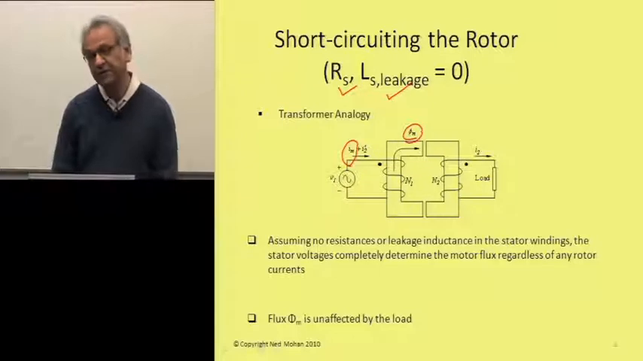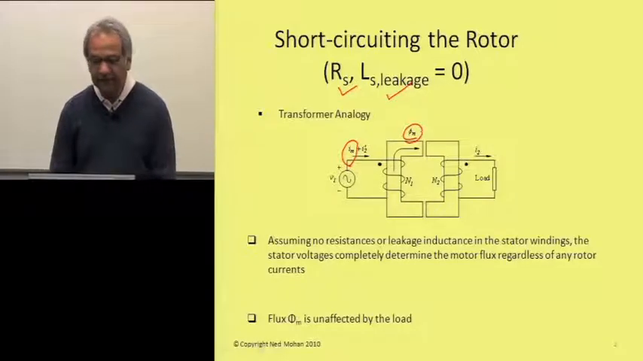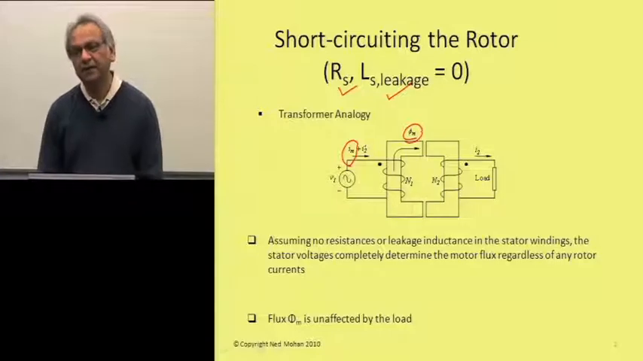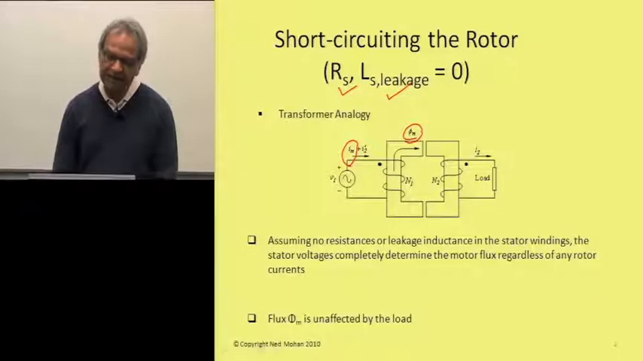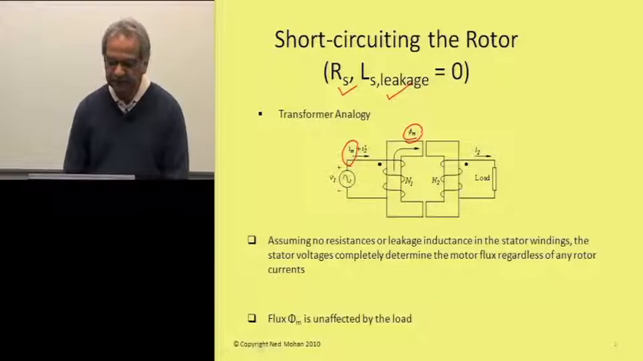there'll be current I2, and therefore there'll be an MMF produced by the secondary winding, which will try to influence or upset this flux phi sub m. But we agreed that it cannot change because it's totally dictated by applied voltage V1 and the number of turns, and the rate of change, the frequency at which the applied voltage is varying.